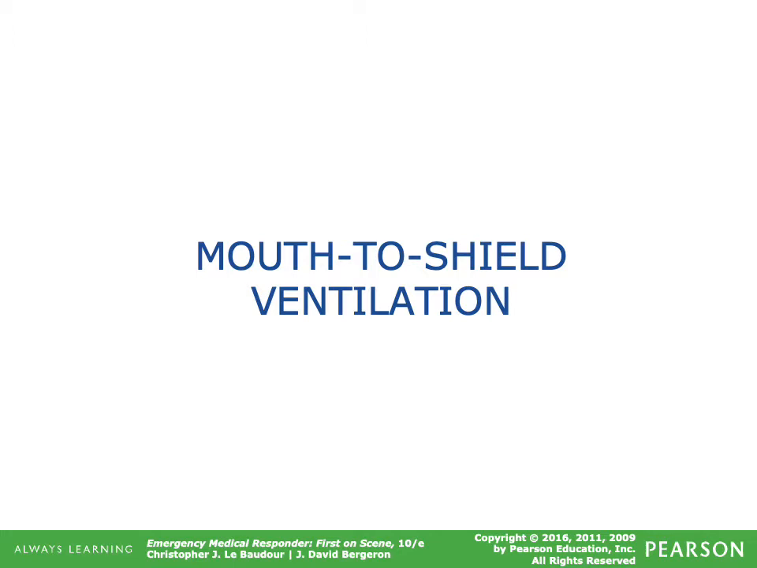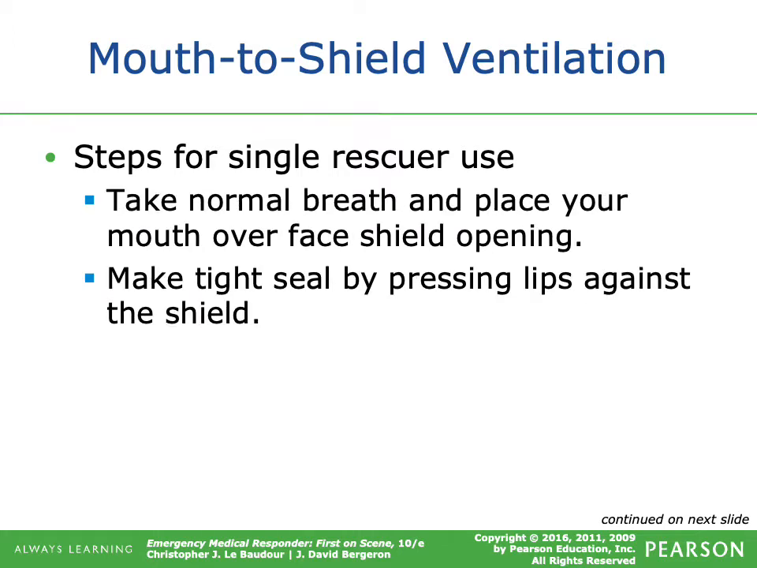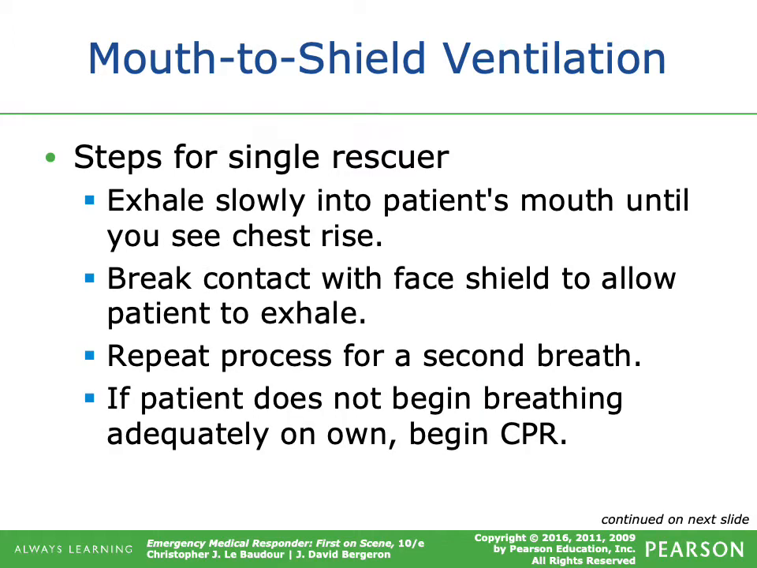Alright, mouth to shield ventilation. Confirm unresponsiveness and open the airway. Place the barrier over the mouth. Keep the airway open as you pinch the nose. Open your mouth wide, take a normal breath and place your mouth over the face shield opening. Make a tight seal by pressing your lips against the shield. Exhale slowly into the patient's mouth until you see chest rise. Break contact with the face shield to allow the patient to exhale. Repeat the process for a second breath. If the patient does not begin breathing adequately on their own, start CPR.